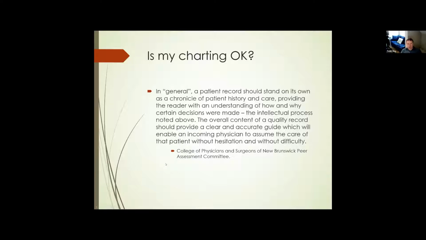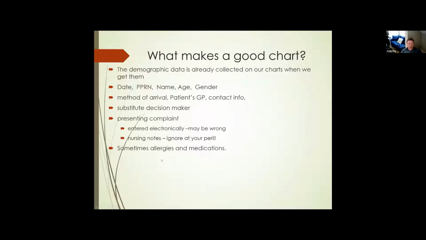And I would suggest that for a lot of our patients, and we'll get into this in a bit, again, it depends on the complexity of the patient. If you show up with a medication prescription request, you're likely not going to need a full 5-page history and physical. We're lucky because a lot of the information that's required on a good chart is already collected for us. So the date, the PPRN, the name, the age, the gender, method of arrival, the substitute decision maker, all these things are already on our chart.